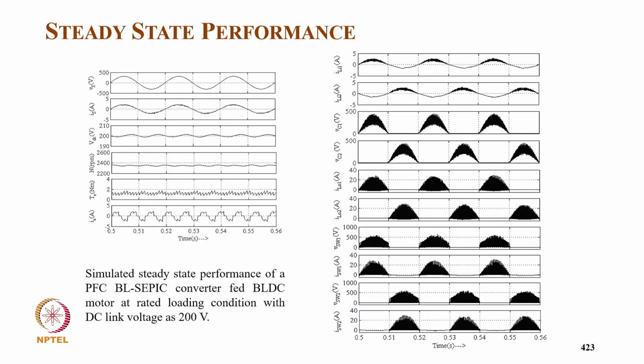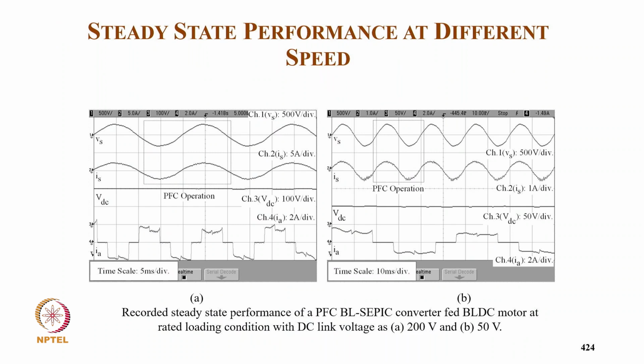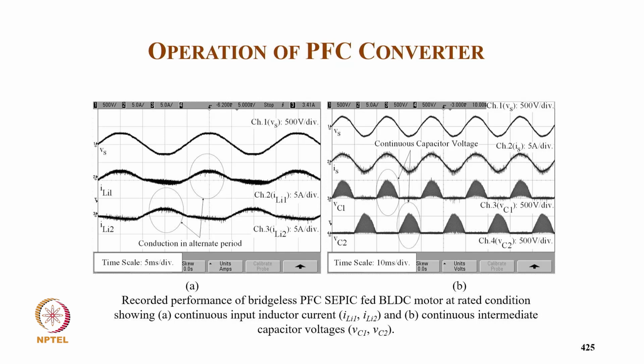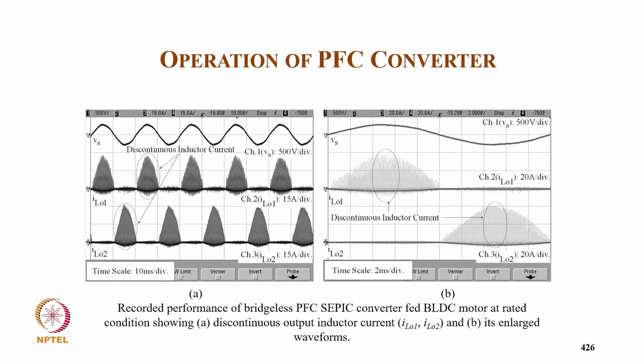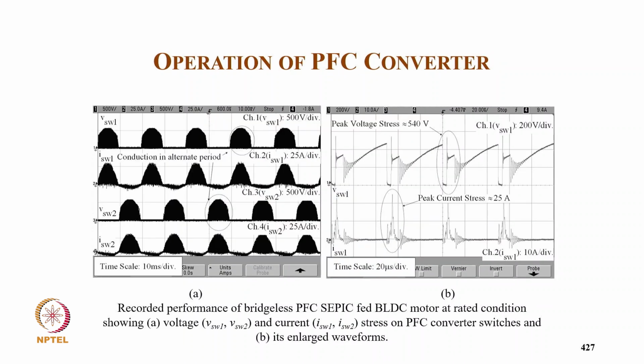And this shows supply voltage, supply current, DC link voltage, DC link current, and typically the torque and motor current. And you can see now the input inductor current is continuous, the capacitor voltage also continuous for both converters, and the output inductor current is discontinuous. Of course, switch voltage and switch currents for both the switches. And the supply voltage and supply current at typically 200 volt and 50 volt DC link, and you can see the supply voltage is in phase with the supply current, typically with unity power factor. The input inductor is continuous, capacitor voltage is also continuous, the output inductor is discontinuous for the positive and negative half cycle converters, and a large view of that. And switch voltage, switch current.